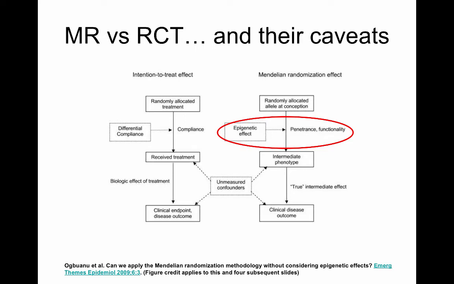If we have truly heritable epigenetic changes impacting gene expression, Obuanu and their co-authors showed in a simulated data set that it would impact the validity of a Mendelian randomization study in a very similar way to the manner in which noncompliance impacts the validity of intent to treat analysis in a randomized clinical trial. That's really the key word here.